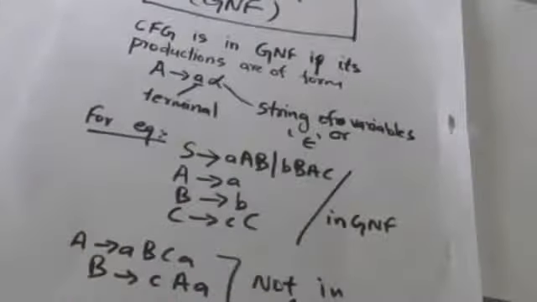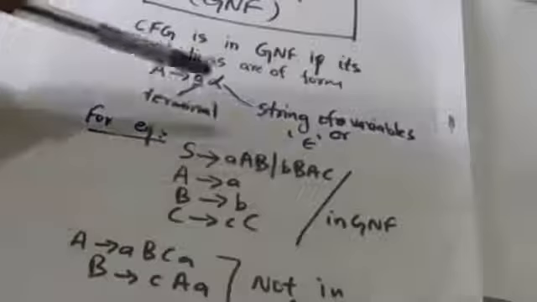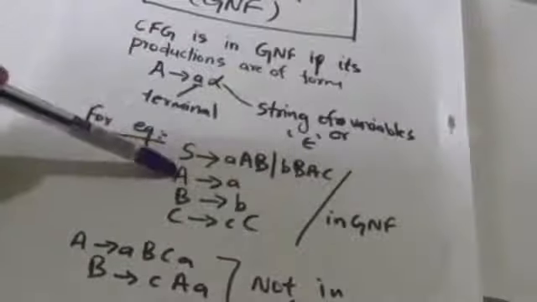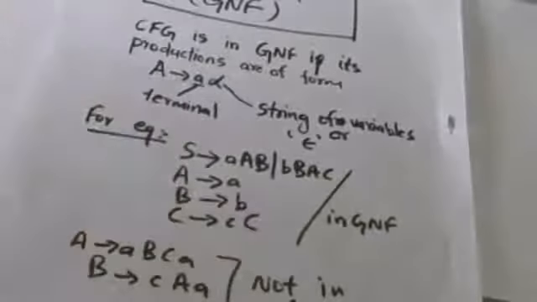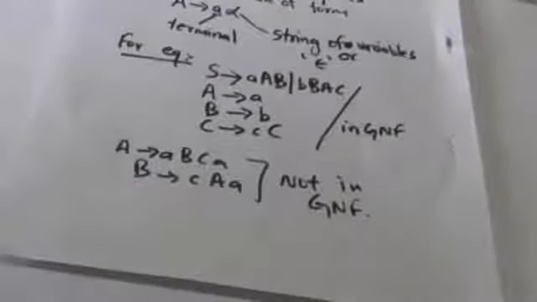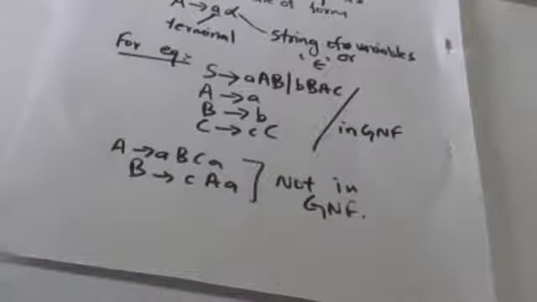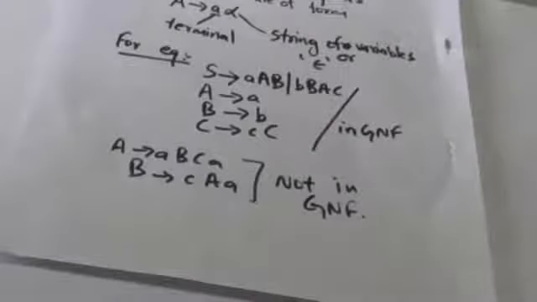For example, see these productions. S derives AB, S derives BAC, A derives a, B derives b, C derives c, C. These productions are all in GNF. Whereas these two productions, A derives aBCA and B derives CA, are not in GNF.